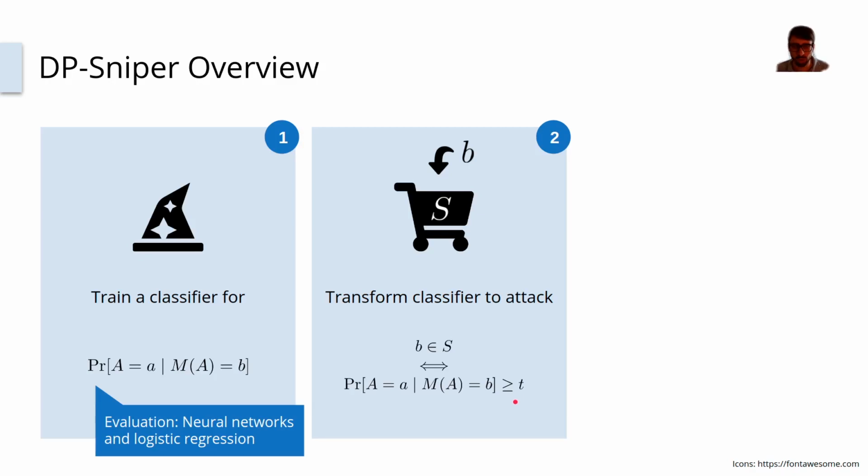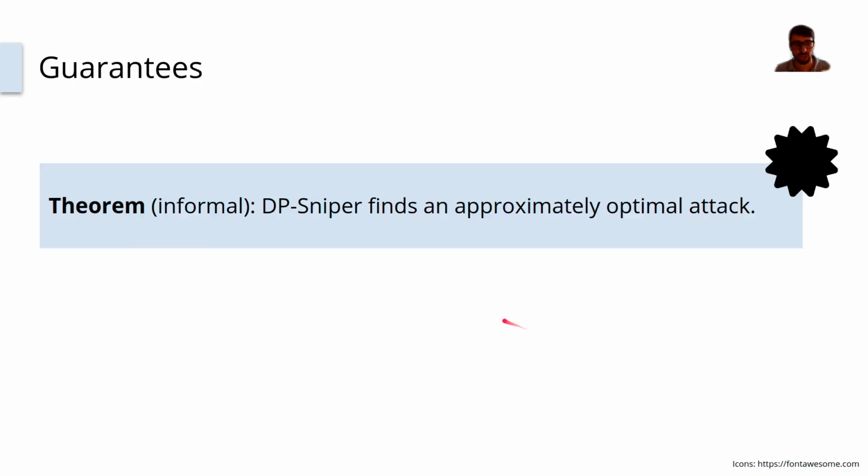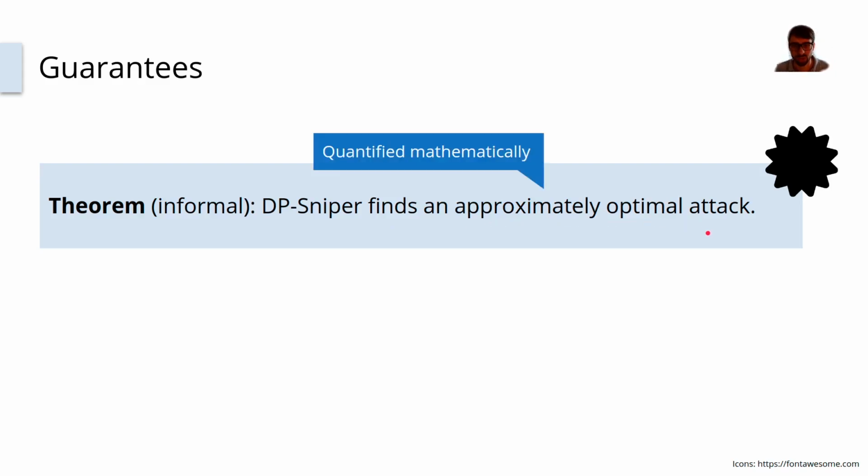So all that remains to do in a third step is selecting t, and in order to do this, we ensure that this probability is exactly c as discussed before. This probability should be really small, but not below some value of c. In our publication, we derived the following guarantee, which is informally stated here. DP-Sniper finds an approximately optimal attack. So here, approximately is quantified mathematically, so it's well defined what this means.